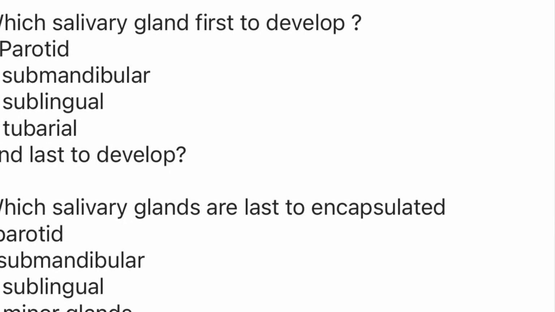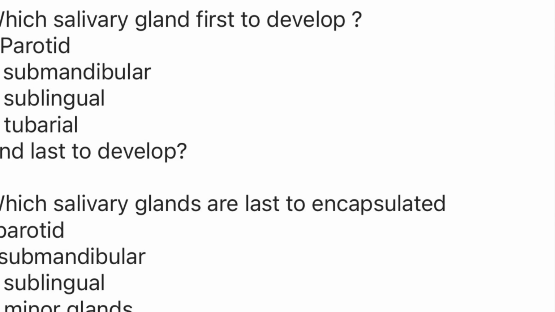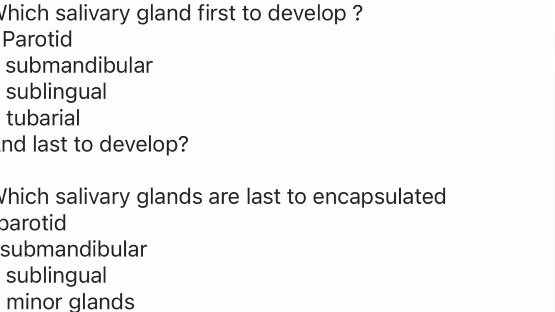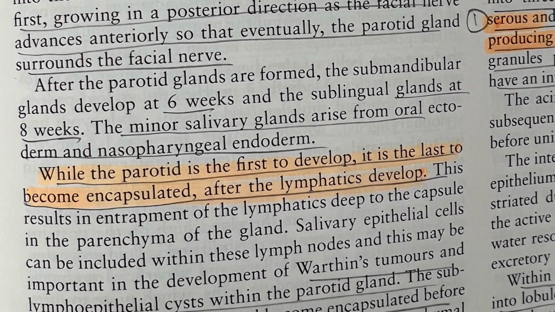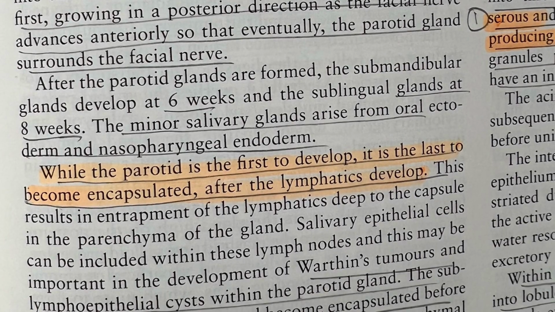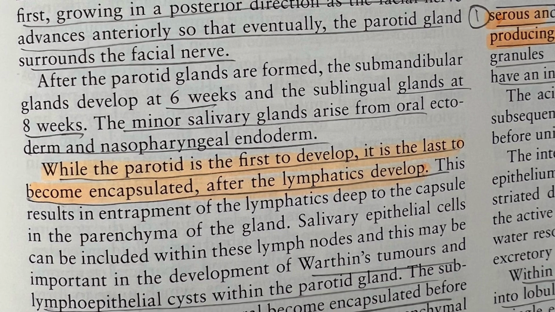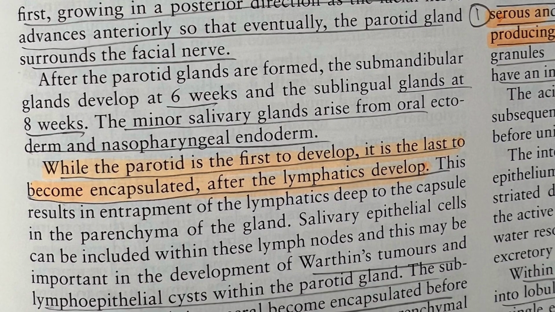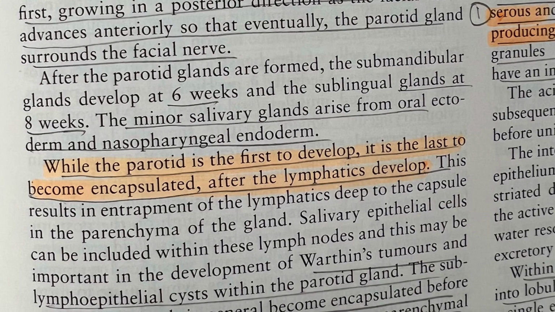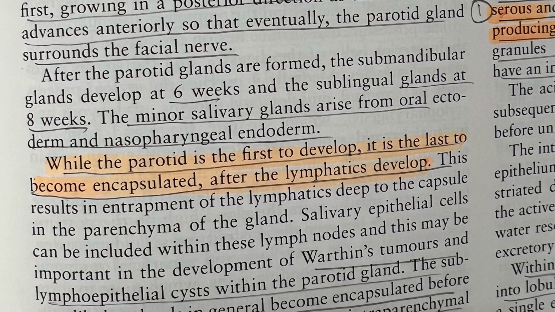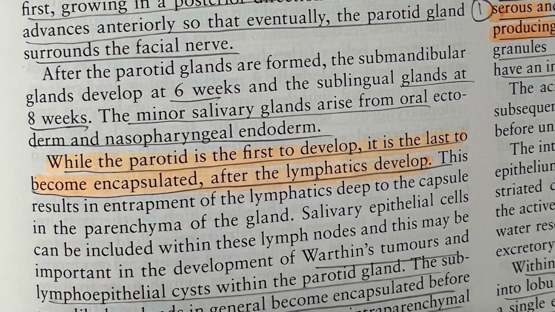After the parotid development, the submandibular gland starts developing at the 6th week and the sublingual gland develops at the 8th week, whereas the tubarial gland develops last, at about the 11th week of gestation. The minor salivary glands arise from oral ectoderm and nasopharyngeal ectoderm, and ultimately they invade into the submucosal plane.